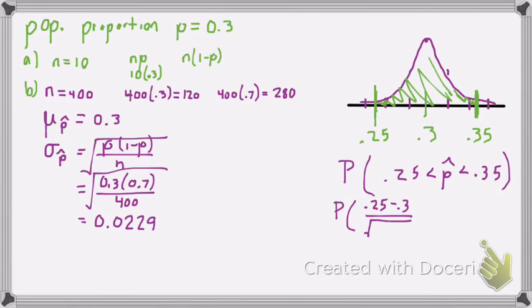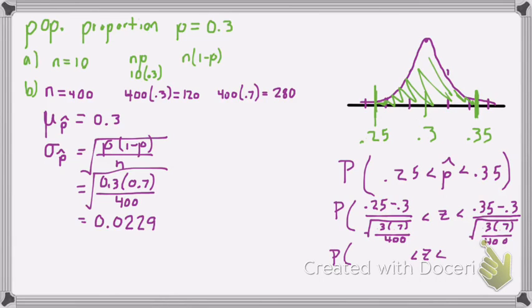And like I mentioned with sample means, it's best not to use rounded decimals, so I'm just going to write that in as the square root of 0.3 times 0.7 divided by 400. And that's going to be less than z, which is going to be less than the same thing in the denominator, but it's going to be 0.35 minus 0.3 in my numerator. So that gives you an idea of how we're going to convert to z-scores, and we'll reach for a calculator to get those z-scores converted.